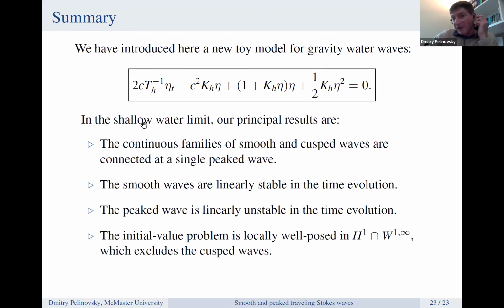But in addition to this, in this toy model for the shallow water limit, we have our main results that continuous families exist not only for smooth waves, but also for cusped waves, separated by the single peaked wave in the W plane, right? In a pre-image plane compared to the physical domain. The smooth waves are linearly stable in the time evolution. The peaked wave is linearly unstable. No results for the cusped wave could be obtained unless we can push up the well-posedness theory. And the well-posedness theory is well formulated in the same space as Wick's theory for the Camassa-Holm equation.